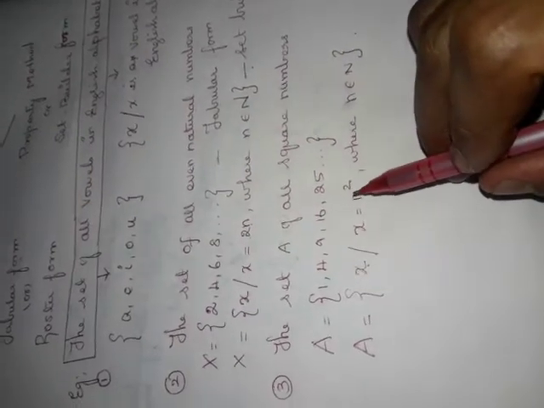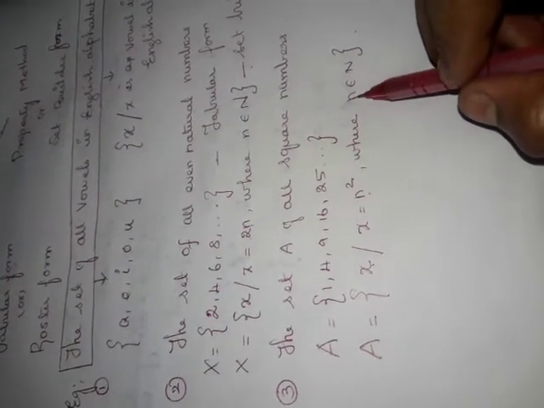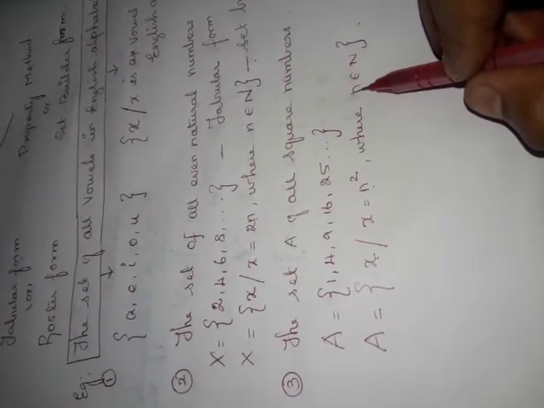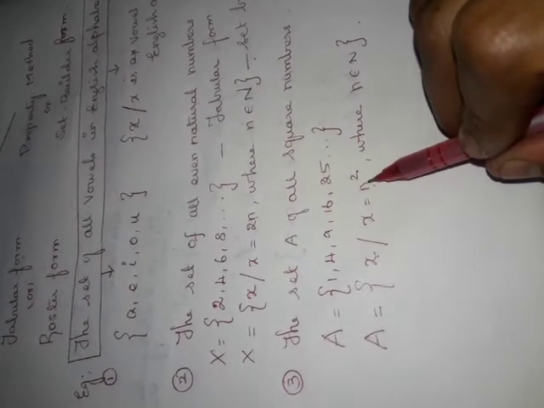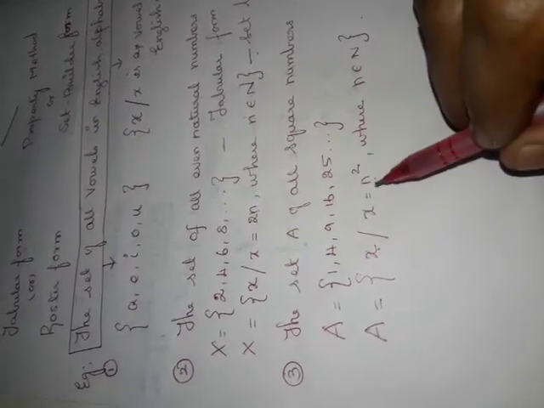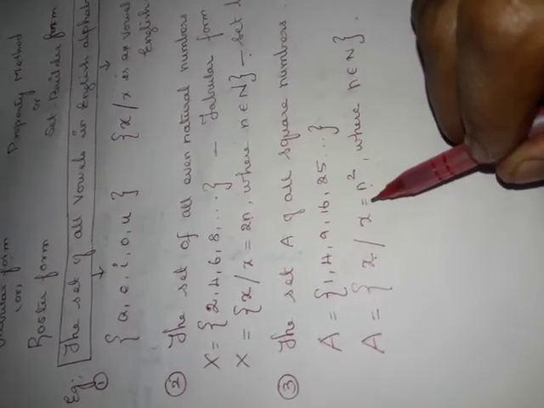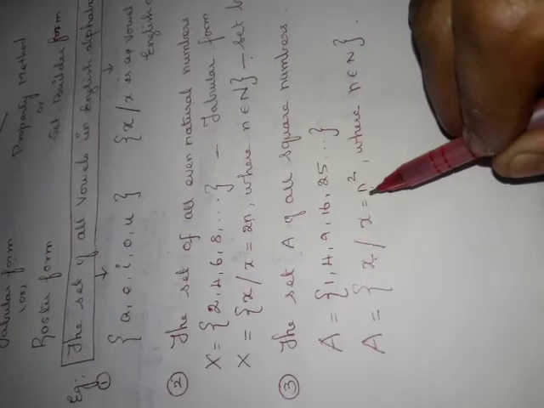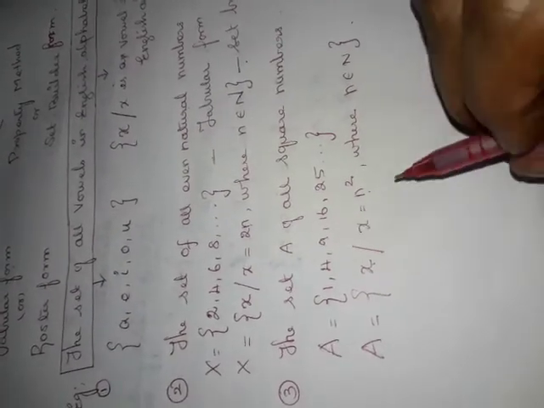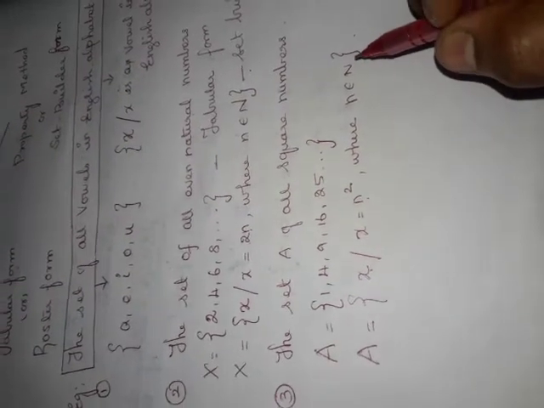Why have we written n square? Because it is a square number. When we apply the values of natural numbers repeatedly, for example, if we apply n is equal to 1, we will get 1 square is 1. If we apply n is equal to 2, we will get 2 square as 4. If we apply n is equal to 3, 3 square we will get 9. Likewise, we will get the repeated square numbers.